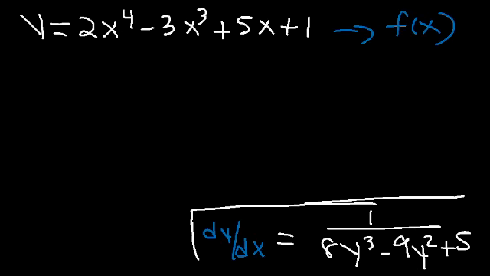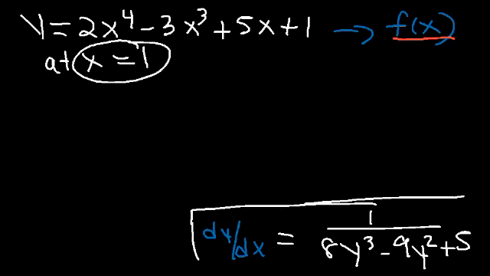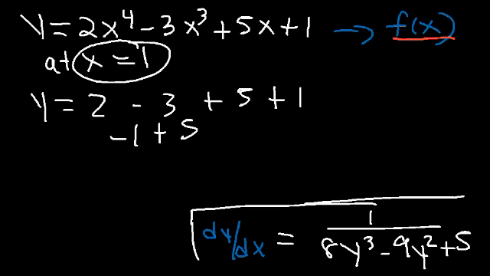Now let's say we want to find the slope of the tangent line at x equals 1, where this x value corresponds to f of x. What would you do? What I would do is find the y value at this point using the original function. If we plug in 1, it's going to be 2 minus 3 plus 5 plus 1. 2 minus 3 is negative 1, which cancels with the positive 1, so you get 5. So we have the point (1, 5) that corresponds to f of x.